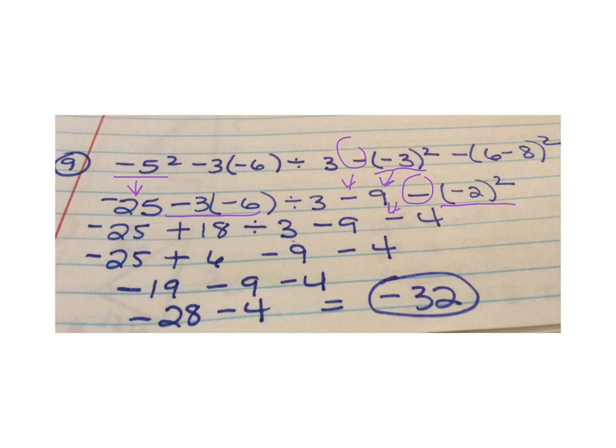Next step, I have to take my division and do 18 divided by 3 is 6. Now I'm ready to work left to right, so negative 25 plus 6 is negative 19. Negative 19 minus 9, if I add the opposite, I get negative 28. Negative 28 minus 4, if I add the opposite, I get negative 32 is my final answer.